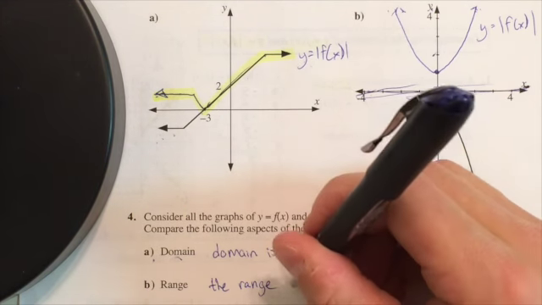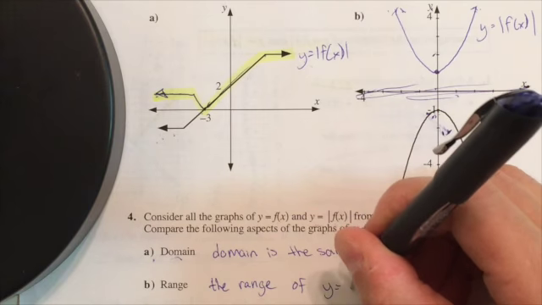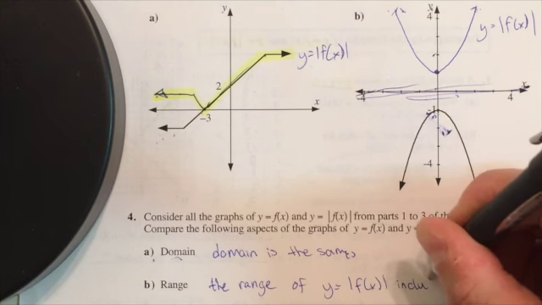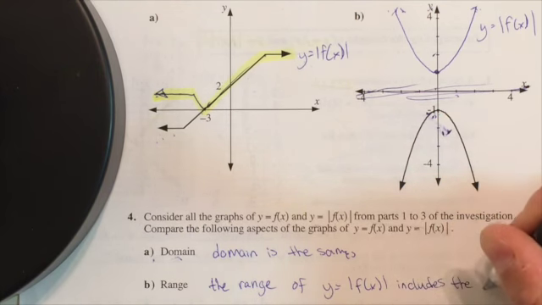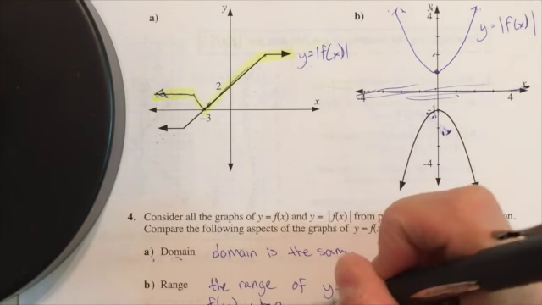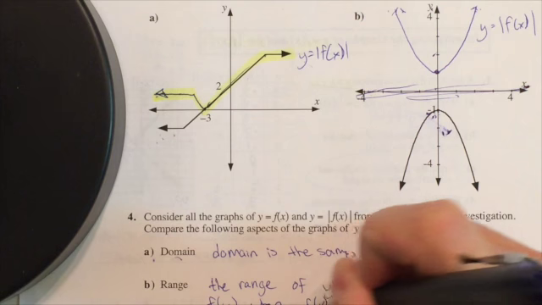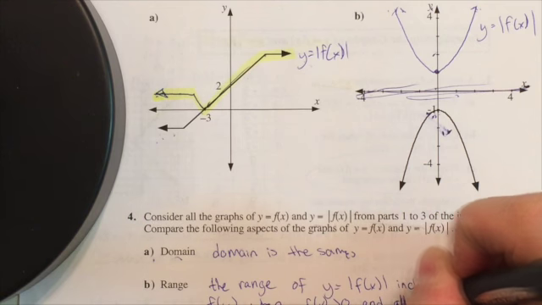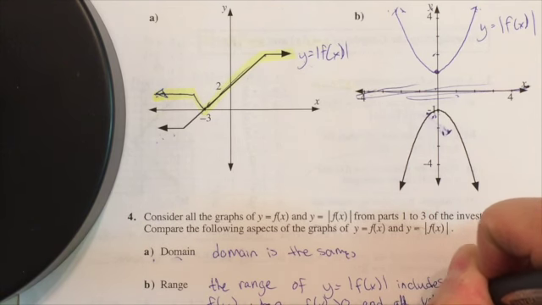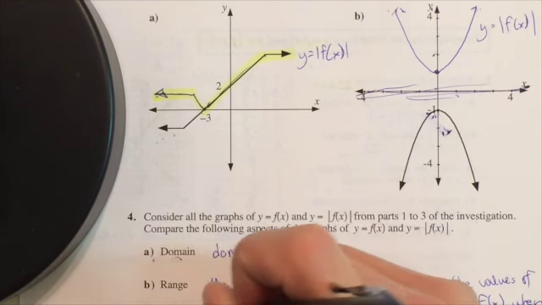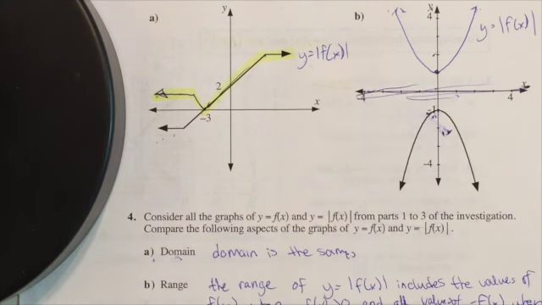So the range of y equals the absolute value function includes the values of our regular function f of x only when f of x is greater than 0, and all the values of the negative f of x when our f of x was less than 0.